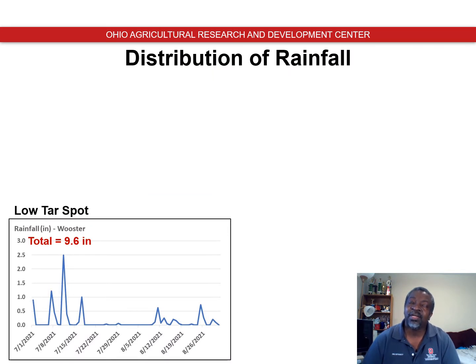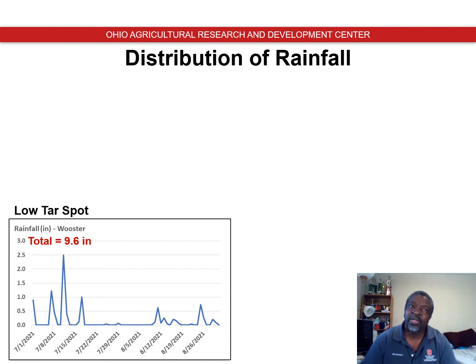In Ohio, we asked the question, why did we see differences in tar spot across the state? I looked at 3 locations where I do most of my research. We did have more moisture across the state in general. We had more rainfall, more humid conditions. But we wanted to look at how the moisture or the rainfall was distributed throughout the growing season and if this had anything to do with tar spot.